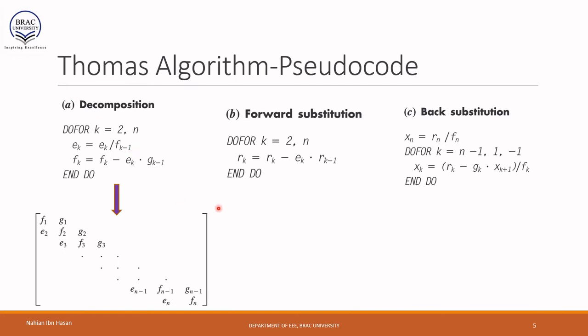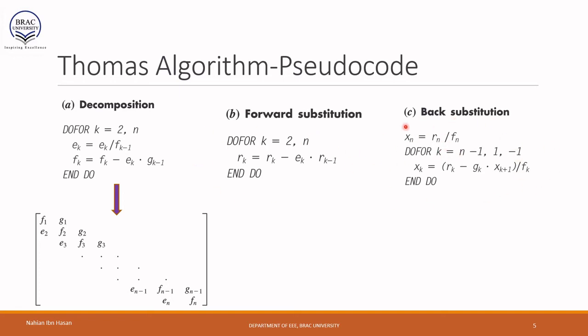So let's see how we can use the Thomas algorithm to find out the solutions of a system of linear equations. So this is the pseudocode that I have been providing you. These formulas are for the 3 steps of the Thomas algorithm. We are not going to go into the details of how these formulas are proved. We are just going to use these in our MATLAB course. For example, for decomposition purpose, we use these equations. For forward substitution, we use these equations, and for backward substitution, we use these equations.